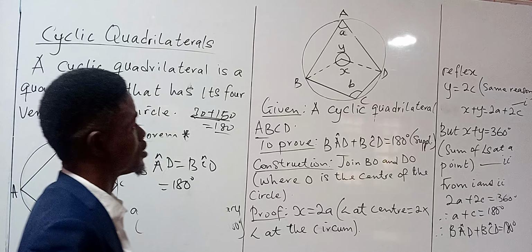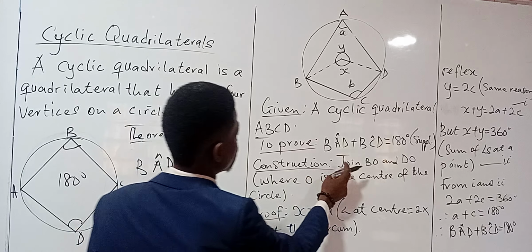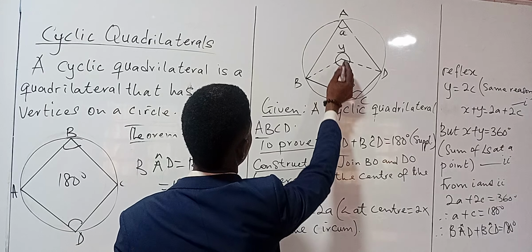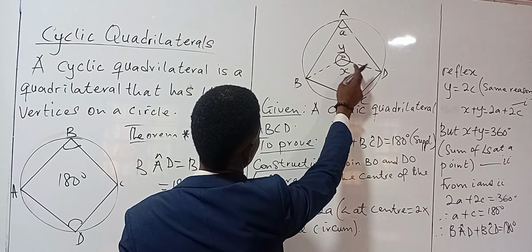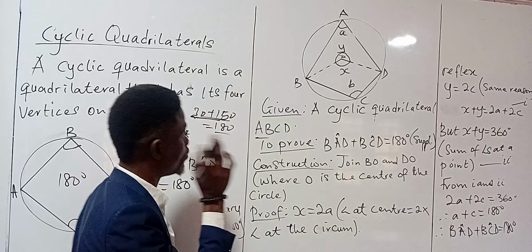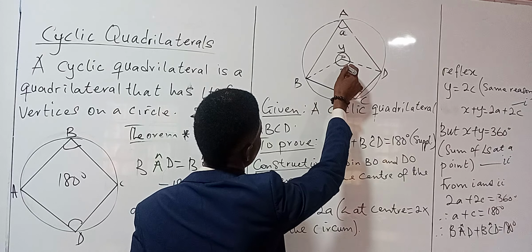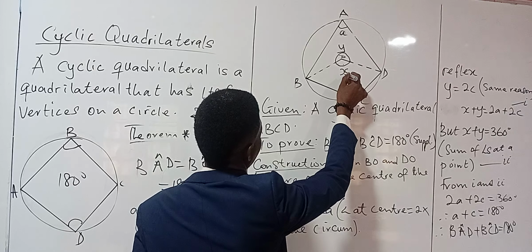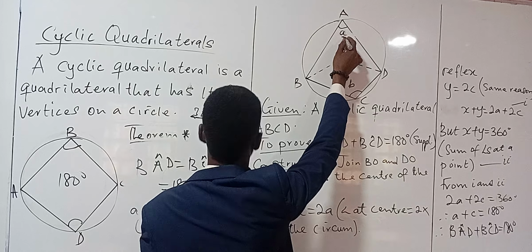Now, how do we prove that? So what do we do? We join BO, where O is the center, and we join OD. So what do we have? Now look at this angle. This angle is at the center, X, and angle A is the angle at the circumference.